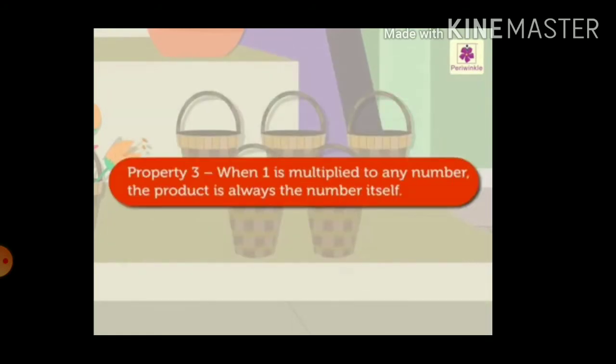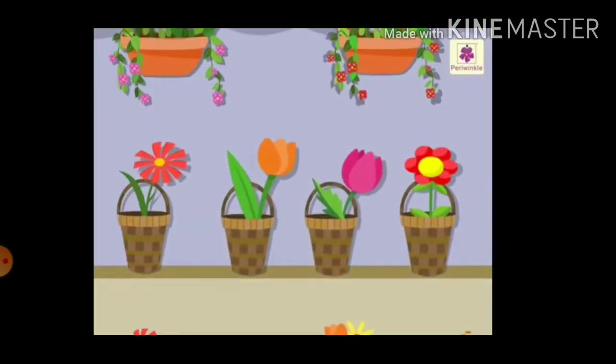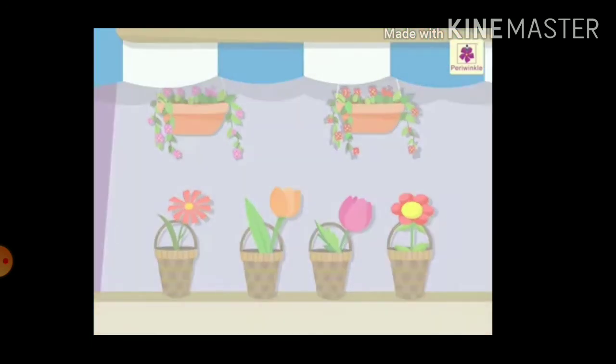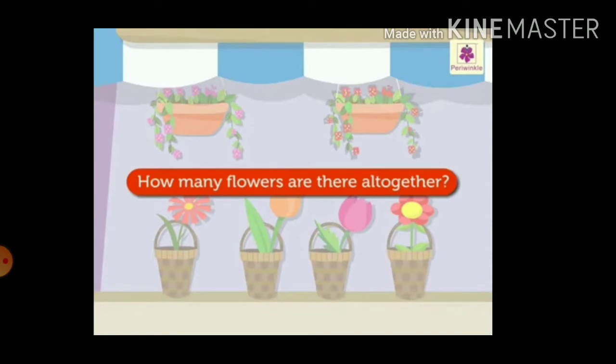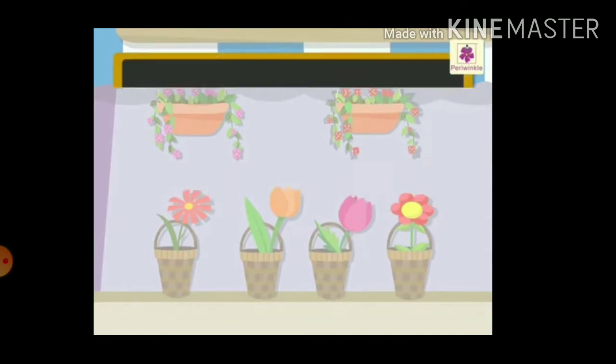Property 3. When 1 is multiplied to any number, the product is always the number itself. Look, there are 4 flower baskets here. Each basket contains 1 flower in it. How many flowers are there altogether?